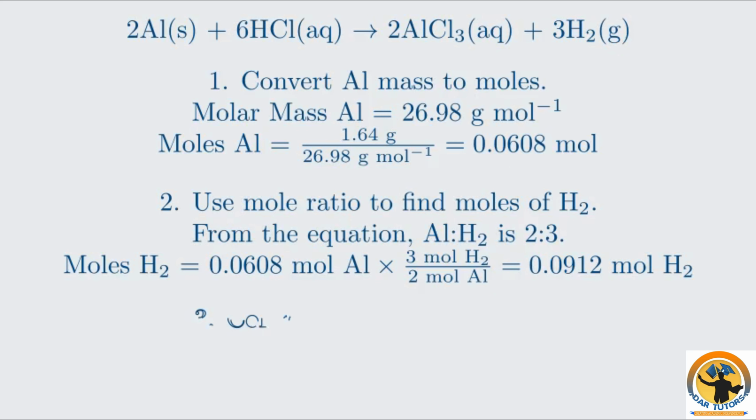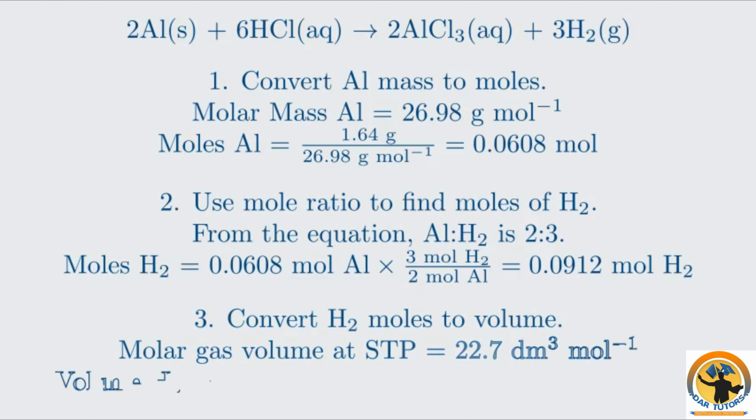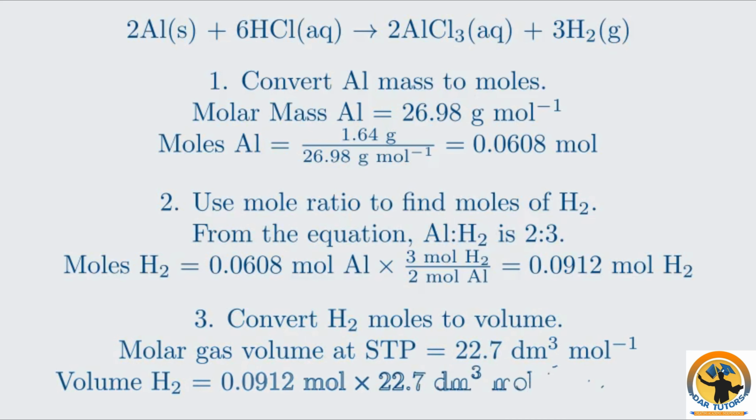Step 3. Convert moles of hydrogen gas to volume. At STP, 1 mole of any gas occupies 22.7 cubic decimeters. Volume of H2 equals 0.0912 moles times 22.7 dm3 per mole, which is 2.07 dm3.